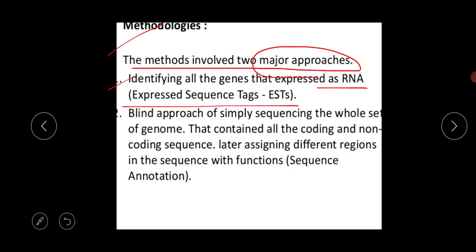First thing is identifying all the genes that are expressed as RNA. That's called the expressed sequence tags.